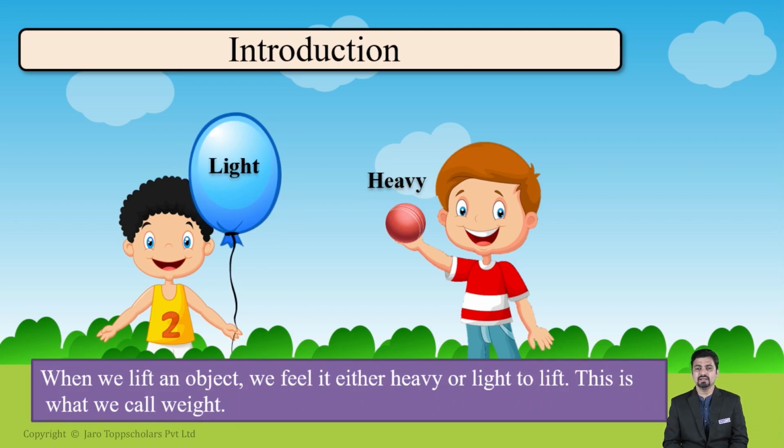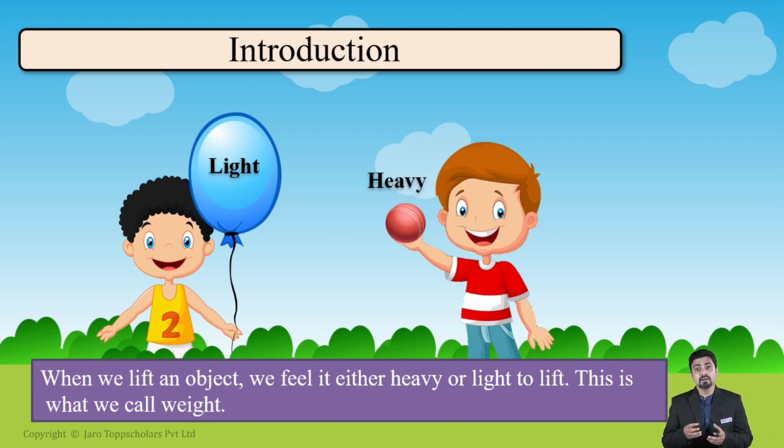We understand that when we lift an object, we feel it either heavy or light to lift. This is what we call as weight of the object. Correct? So, you have understood the concept of weight. Heavy, more weight, light, less weight. The heavier the object, which means it has more weight, the lighter the object, it has less weight.